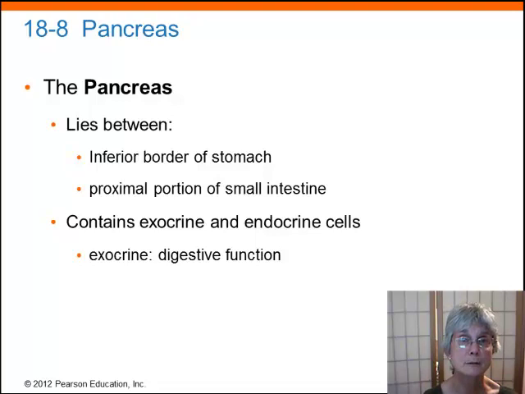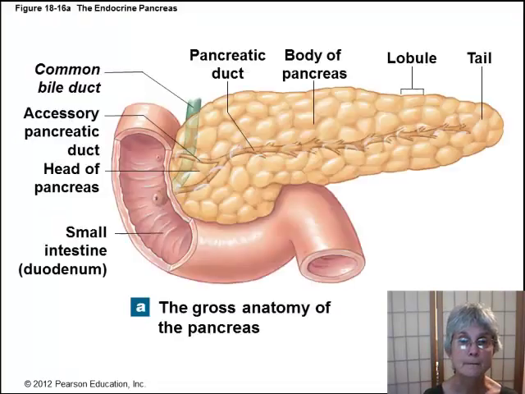It does contain predominantly exocrine gland cells. Remember, exocrine glands have ducts and they secrete a product onto a body surface or into a body cavity. In the case of the pancreas, the exocrine function is with the digestive system, so we'll worry about it later. So here you can see the pancreas nestled against the curve of the duodenum, and you can see the ducts of the pancreas. Again, that's their exocrine function.